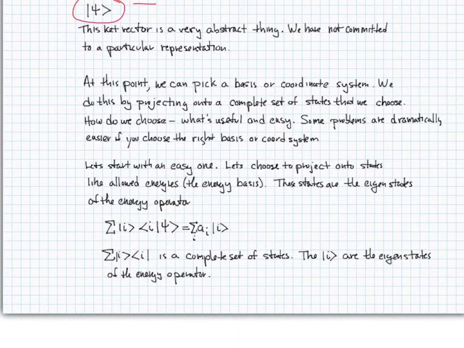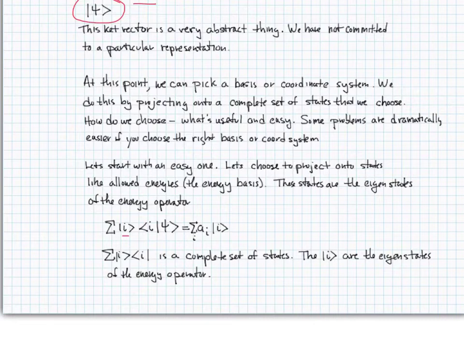So one of the easiest ones that you could do is you could pick a basis, the energy basis, and the energy basis are the allowed states, which represent the allowed energies, for a particular system. So we write the eigenstates of the energy operator. So these are the allowed states, like we found in the problem that we did last week. And we write them as these i's.